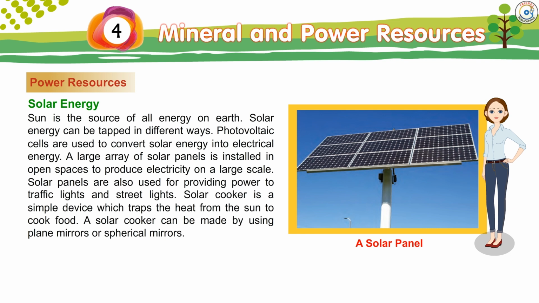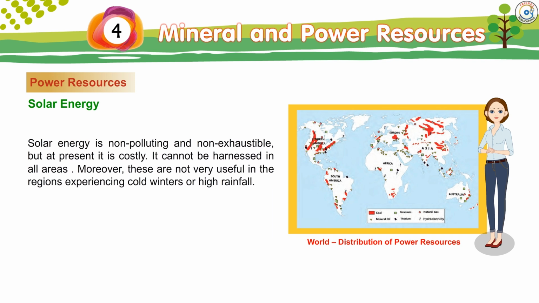Solar cooker is a simple device which traps the heat from the sun to cook food. A solar cooker can be made by using plane mirrors or spherical mirrors. Solar energy is non-polluting and non-exhaustible, but at present it is costly. It cannot be harnessed in all areas. Moreover, these are not very useful in the regions experiencing cold winters or high rainfall.